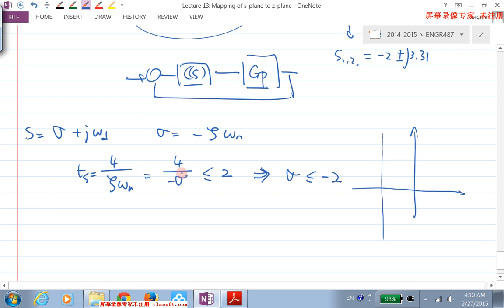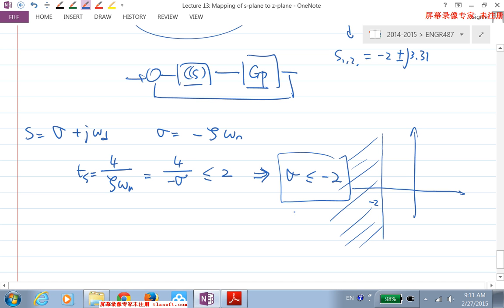Yeah. What's the requirement here? So how do I sketch this region again? This is -2, and sigma has to be less than -2. So it doesn't matter what the omega is. Basically everywhere on the left side of that straight line, every pole in this region will satisfy this settling time requirement. Okay?